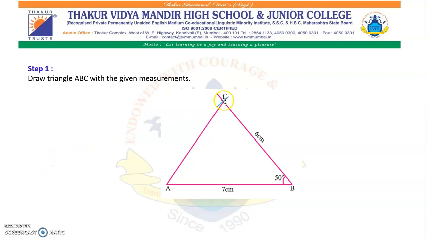Draw a triangle ABC of the measures given. First we will draw the segment AB of 7 cm. Then with the help of a protractor, draw an angle of 50 degrees. Now keep the pointer of the compass at B. Draw an arc of 6 cm. Join it. We get the triangle ABC.